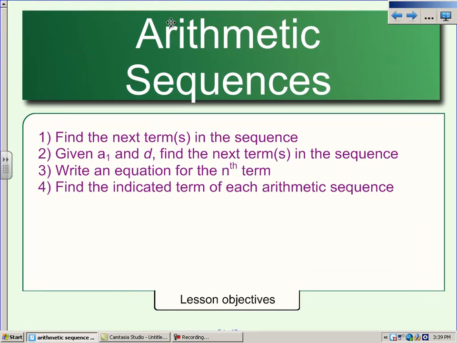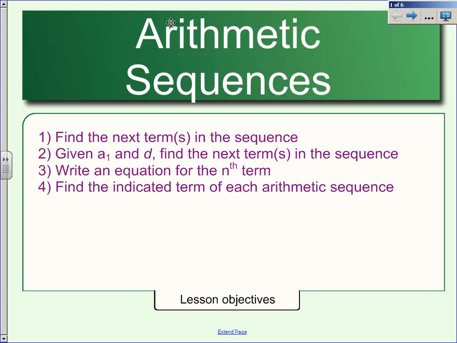Well, hi guys. We are going to look at a specific kind of sequence for tomorrow, and it's called an arithmetic sequence.